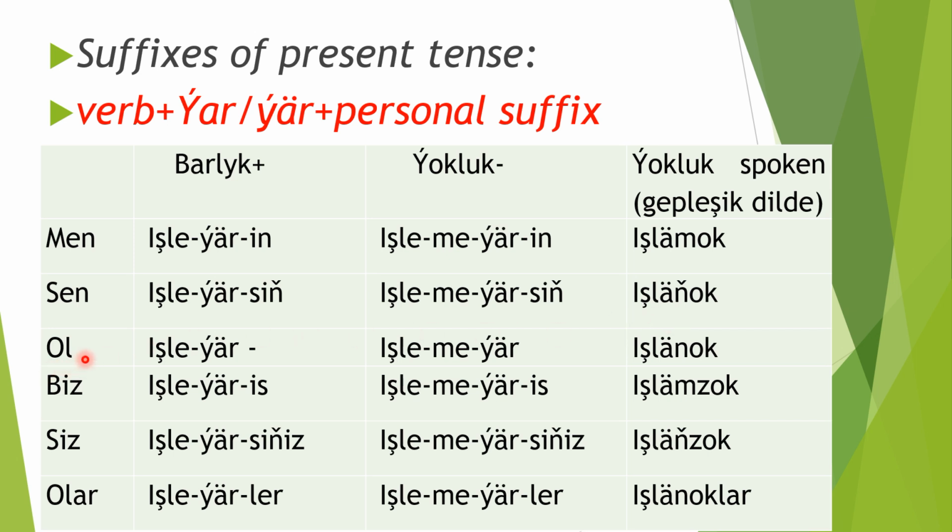Now ol, third person singular. Ol işleyer. Here in the third person singular, we do not have any suffix after the yer. So ol has no personal suffix. Ol işleyer. He, she, it works. Ol işlemeyer. Again, no suffix here. He, she, it doesn't work. İşlenok doesn't work, but in the spoken form.